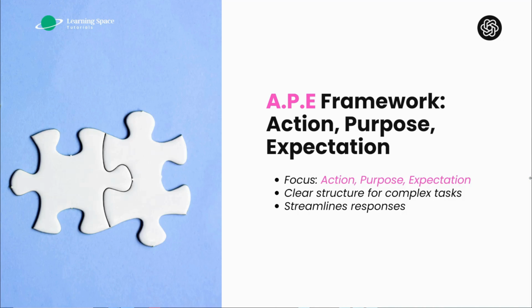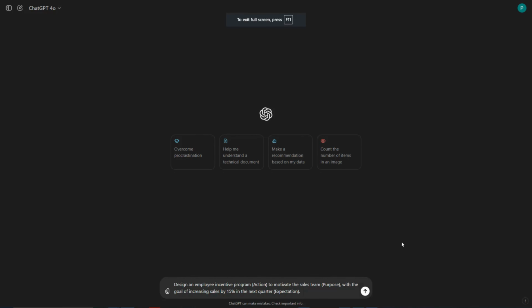Next is the APE framework, which is ideal for tasks where you need to clarify why the task is important. It focuses on action, purpose, and expectation. So let's say you are a manager tasked with developing an incentive program to boost sales. Now over here I have added a prompt and it says design an employee incentive program to motivate the sales team with the goal of increasing sales by 15% in the next quarter. So let's break down the prompt.